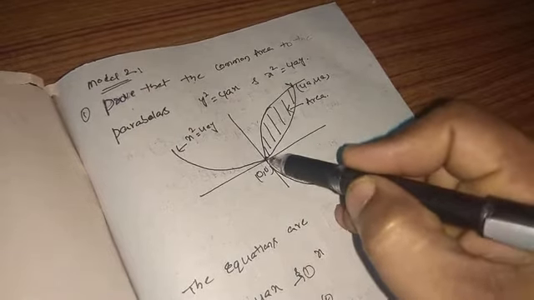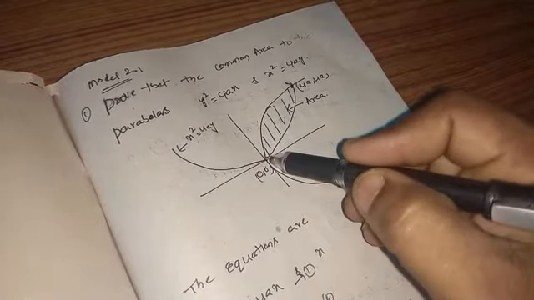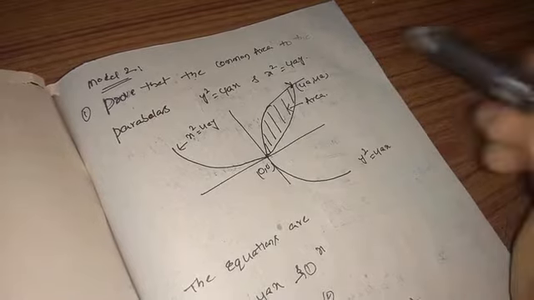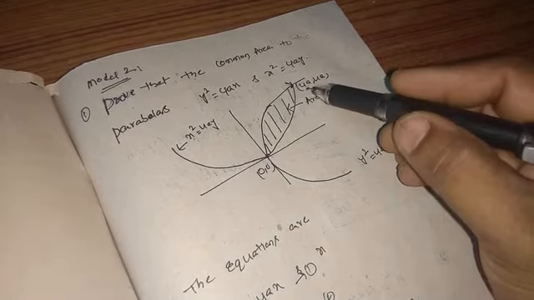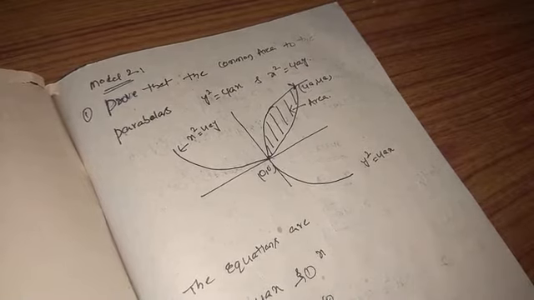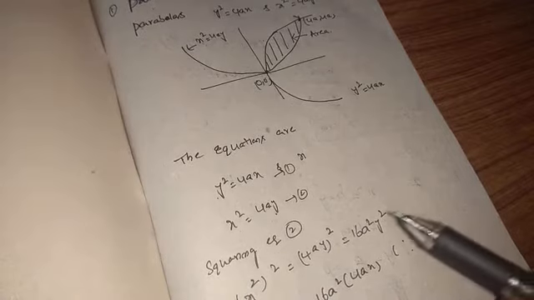Here we have drawn these 2 points. The two curves are intersecting at 2 points. This is one point and this is one point. First, we need to find the 2 points. For getting these 2 points, we first need to solve. That is, the first one is y square equal to 4ax and the second one is x square equal to 4ay.